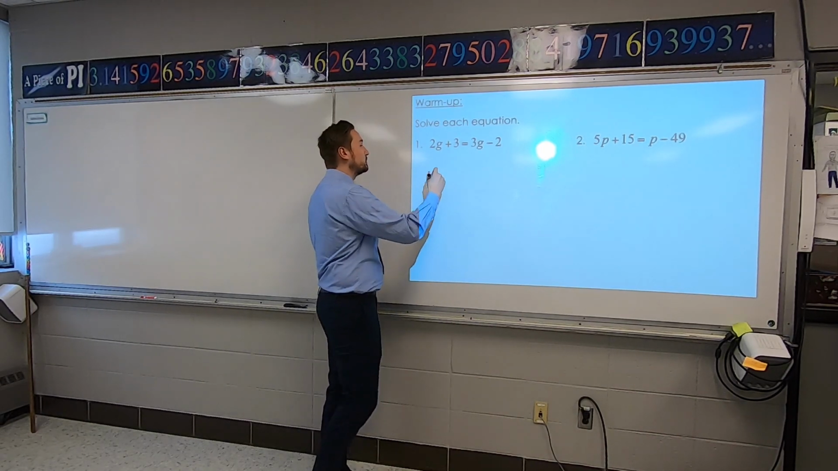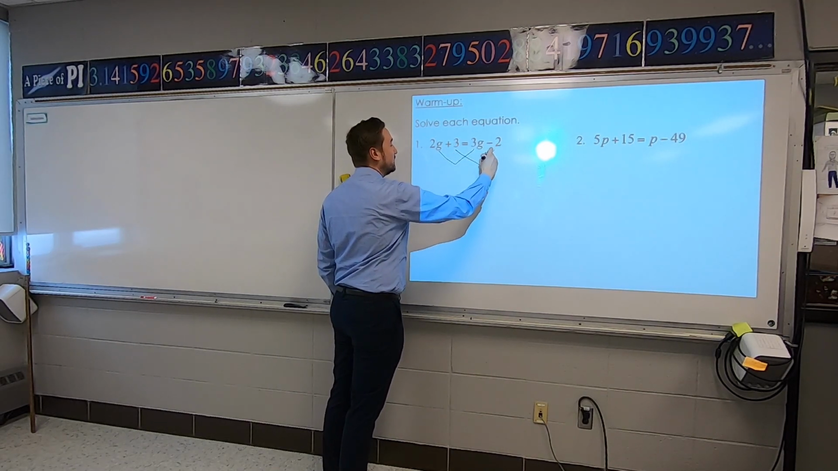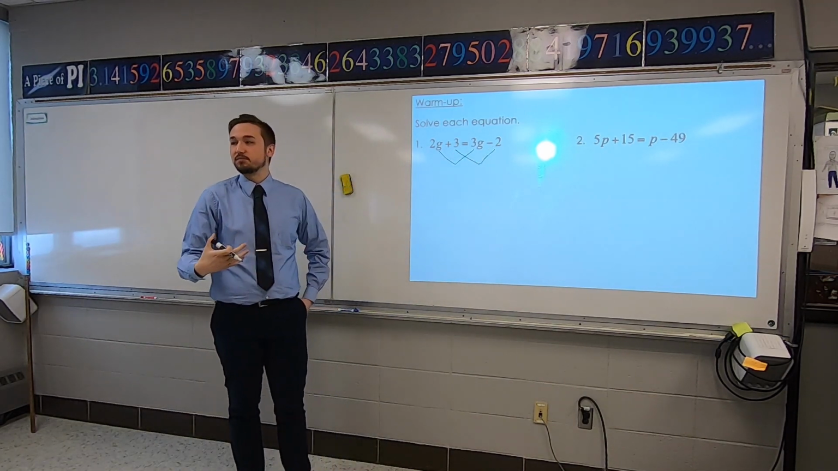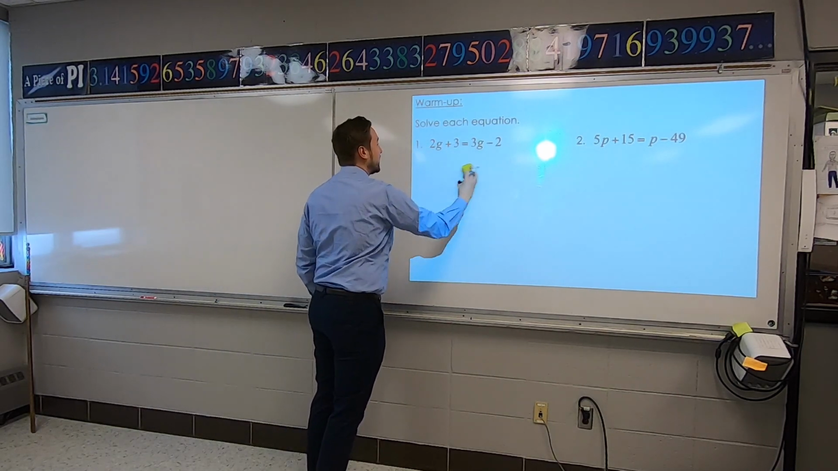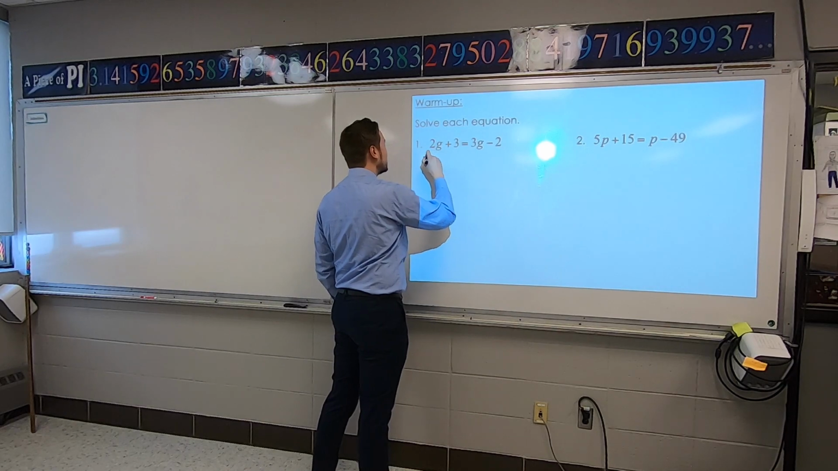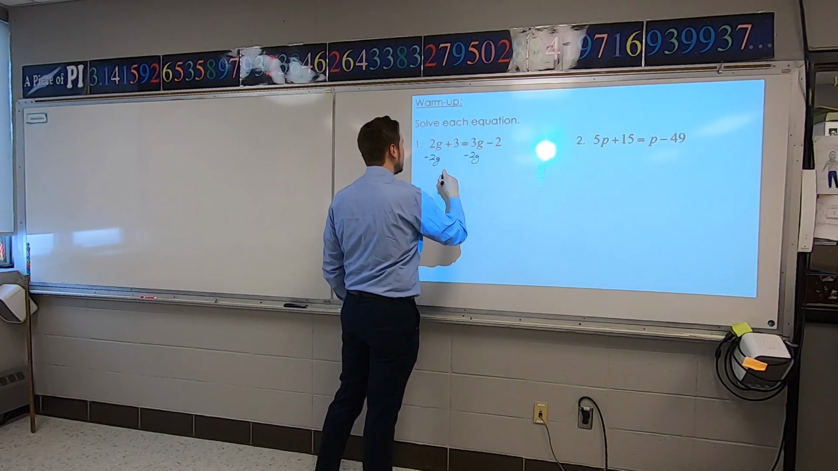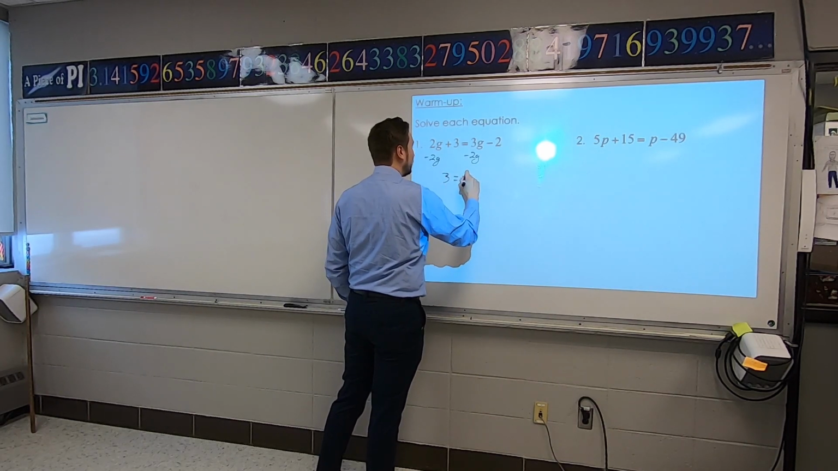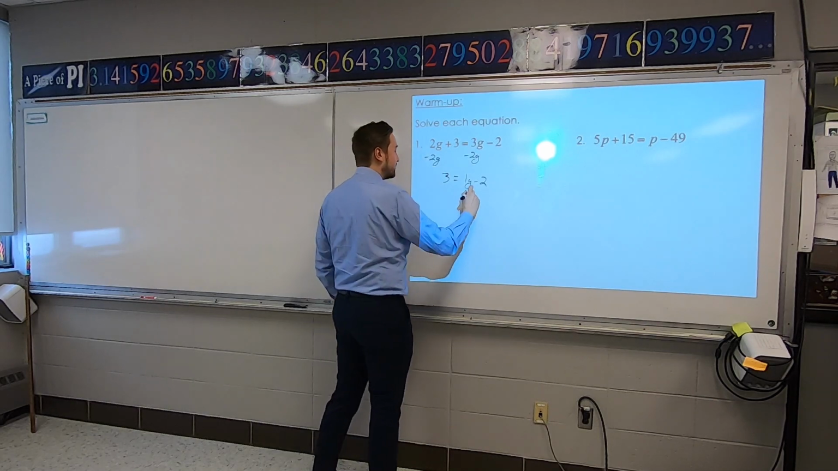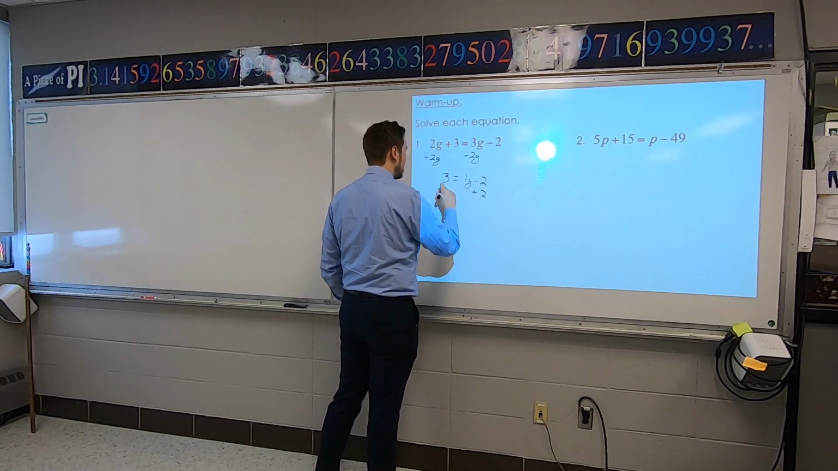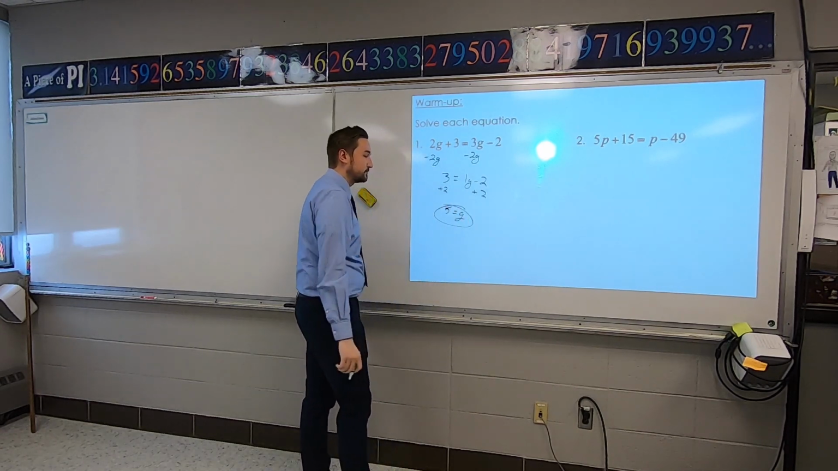Our goal in these problems is to combine our like terms. We want to combine our g's and we want to combine our constants, our just plain numbers. So let's subtract 2g from this side, subtract 2g from this side. Then we have 3 equals 1g minus 2. Then we can add 2 to the other side. G equals 5. Let's go.